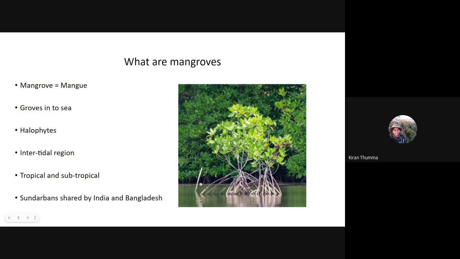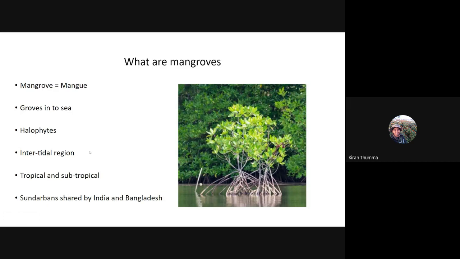It requires a minimum temperature of 24 degrees Celsius, and in India, mangroves are distributed all over the coast. The largest mangrove forest in the world is the Sundarbans, which is shared by India and Bangladesh. So these are a few of the main characteristic features of mangroves.